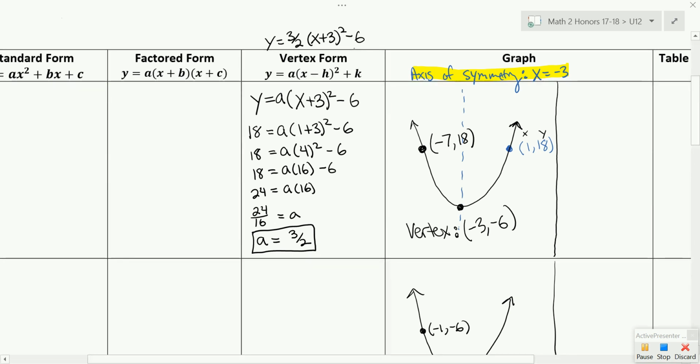So I'm going to do this a little differently, just again to show you some other ways, and this probably is an easier way to go about finding factored form. I'm going to find the x-intercepts now, and I'm going to do it under the factored form because there's space here, and it's going to help me find factored form.